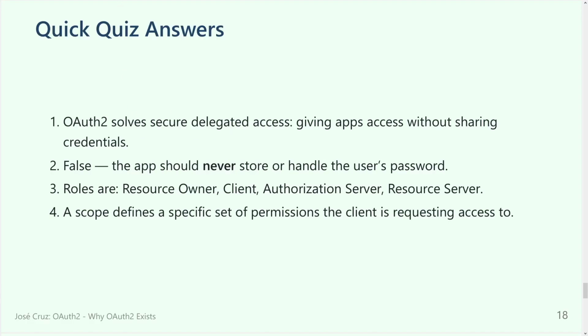So let's see the answers. OAuth solves secure delegated access. It's about delegation, or accessing on behalf of the resource owner, giving apps access without sharing credentials, meaning username and password. So we saw a way for an application to access a system without needing the username and password. It's false. The app should never store or handle the user's password.